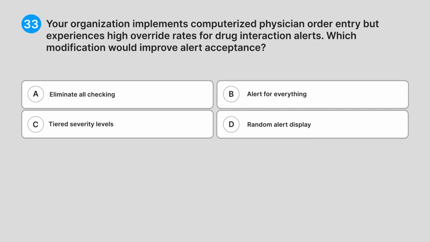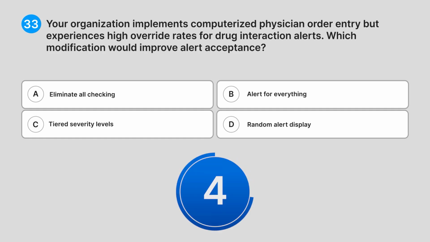33. Your organization implements computerized physician order entry, but experiences high override rates for drug interaction alerts. Which modification would improve alert acceptance? A. Eliminate all checking. B. Alert for everything. C. Tiered severity levels. D. Random alert display. Can you guess the answer?